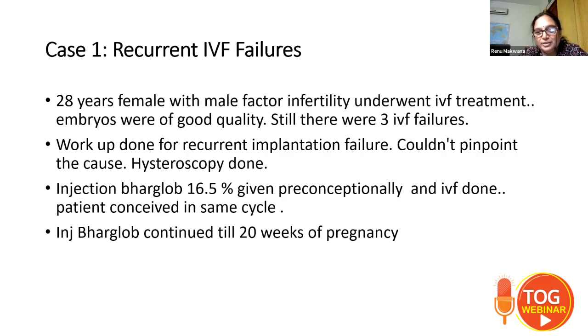And IVIG was too costly and too difficult to administer. So we chose Bharglob injection. I started Bharglob preconceptually. After 2 injections, IVF was tried again, and the patient conceived in the 4th cycle, and Bharglob was continued during pregnancy. I continued till 20 weeks of pregnancy, and the patient delivered normally, and that was a great relief. So with TNF alpha, I decided to give her Bharglob.